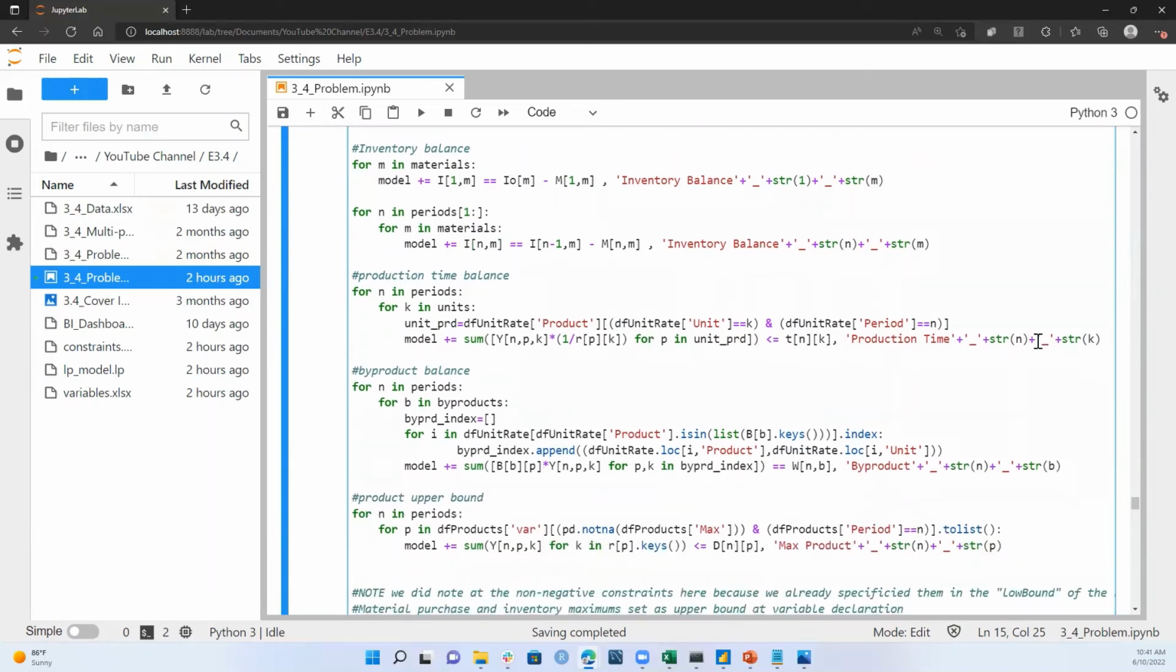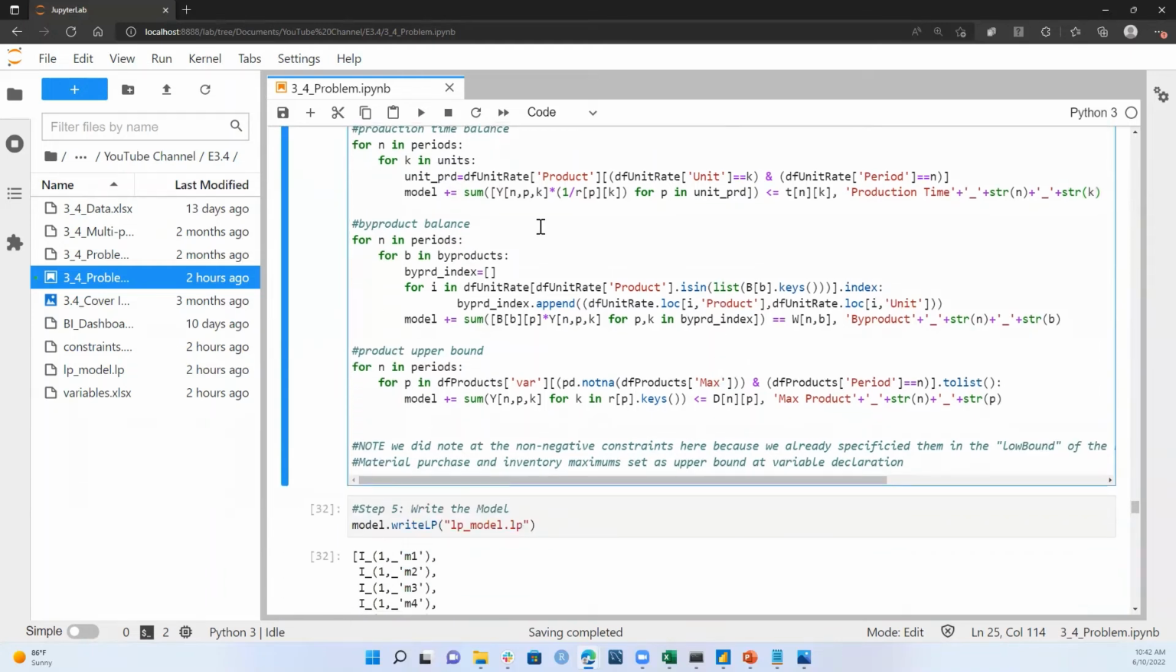Production time balance. So again, similarly, we're looking here and saying that we're going to take all of our production, Y sub NPK, for a given product on a machine in a given time period N, divided by the rates that we produce that product P on that machine K. And we're going to sum that up for all the products made on a given machine K in a given time period N. And that has to be less than or equal to the total time available for that machine or process K in that period N. And again, we name it production time, period, machine.